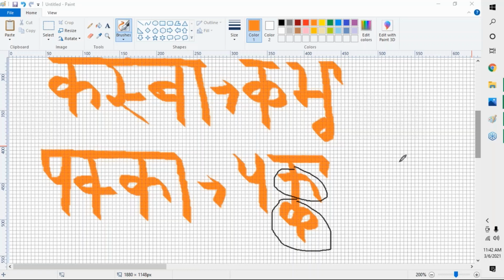Any K, when something has to be written below it, will always follow this particular pattern. That's a rule for K. There are many different rules which we will learn about, but this you will have to remember. So this K also was a category A, right? Because it was touching the Shirorekha only once.